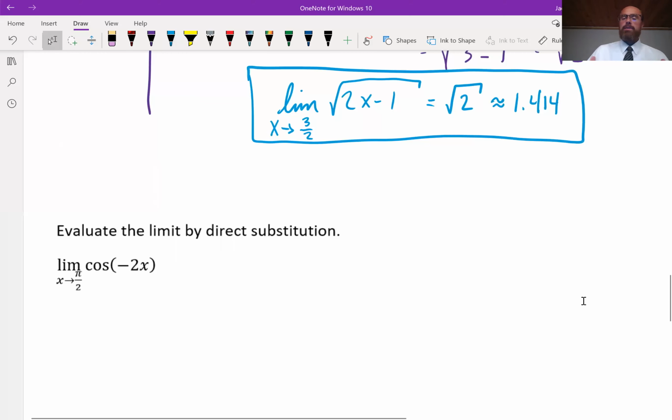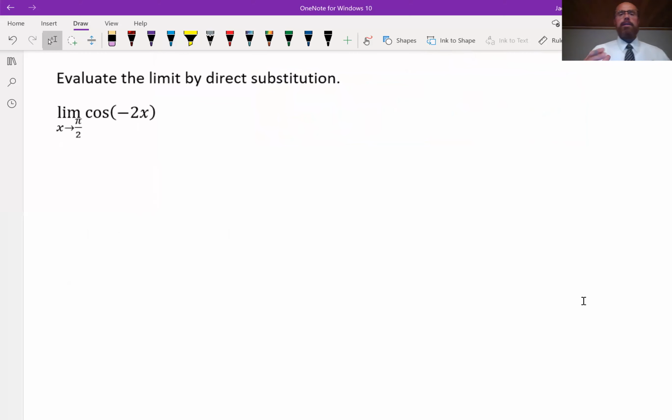So we want to take a look at some trigonometric functions. We've seen a lot of these algebra 2 functions, and that's a good review for us. Trigonometry is given to us in geometry and pre-calculus, so it's good to remember how to evaluate for cosine and sine and so forth. So here I've got the limit as x approaches pi/2 of cosine of negative 2x. Let's take a look at the graph of this function. So we're looking at f of x equals cosine of negative 2x.